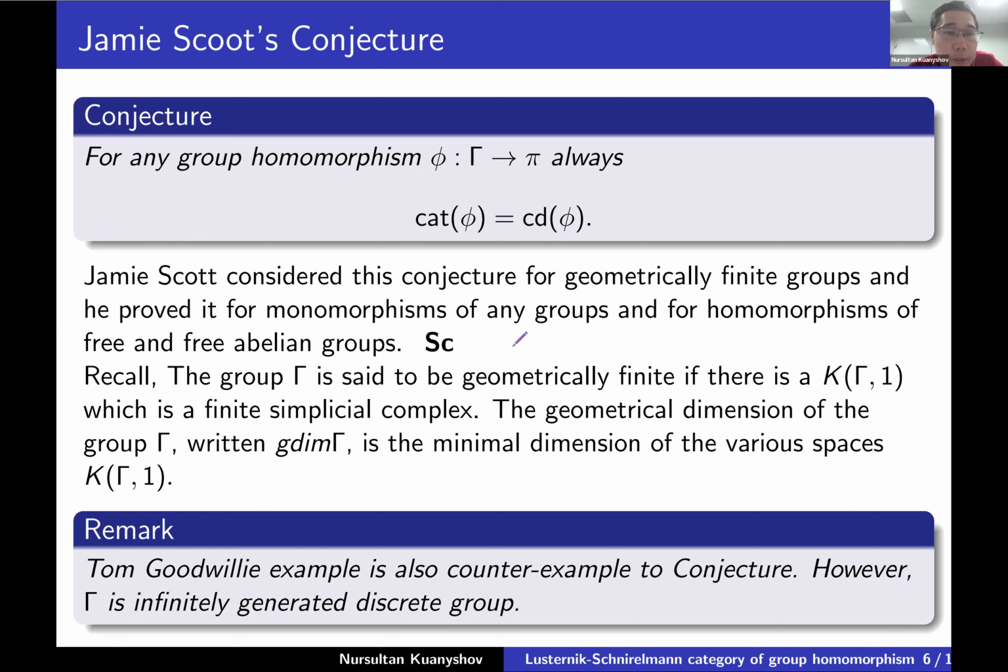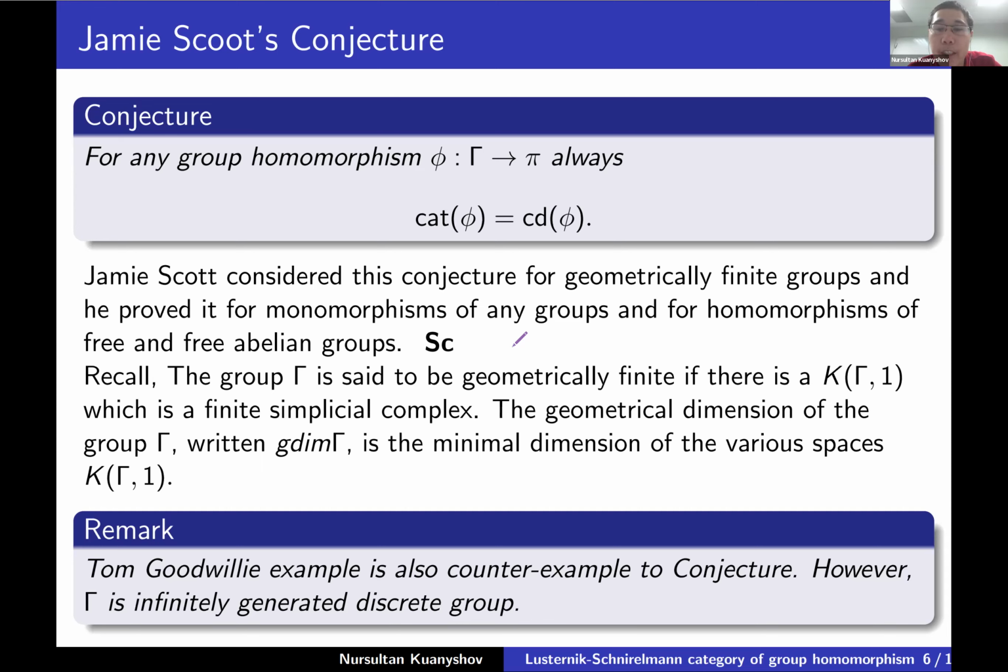And well, let's recall: a geometrically finite group is one for which there is a finite Eilenberg-MacLane space, like a finite CW complex, or we can take simply a finite complex. In general, there is a notion that the geometrical dimension is the minimal dimension of the various Eilenberg-MacLane spaces.